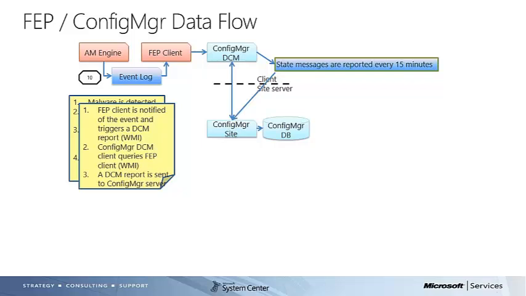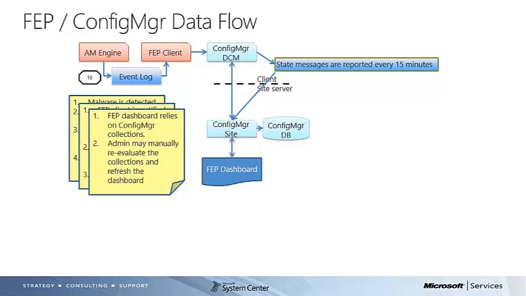So you can see that we're kind of building a timeline of approximately how long it will take for events to traverse from the client all the way up to the server side. So at this point, we're right around 25 minutes. Once the DCM state messages have made it to the Config Manager site and have been processed into the Config Manager database, that information is then reflected by the FEP dashboard.